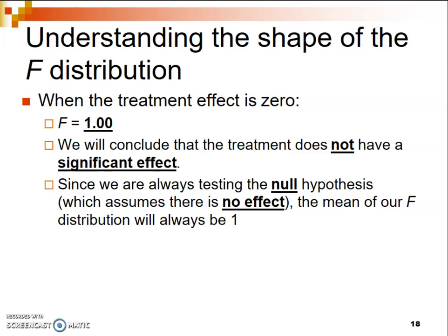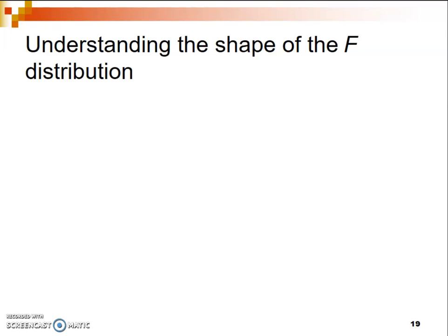So again, the F ratio is different from the t ratio or the t-test. So F is a completely different distribution. It's also a completely different statistic. So it has a lot of different characteristics than what t had. One of these major differences is that the mean of the distribution, when there is no effect of the treatment, is equal to 1, whereas in t it was equal to 0. So let's talk about some of the other ways in which the F distribution is different.